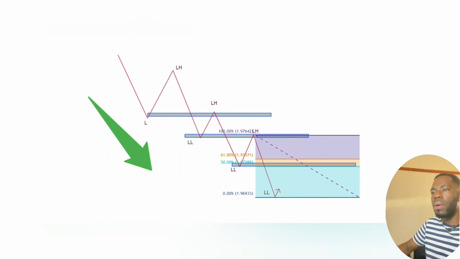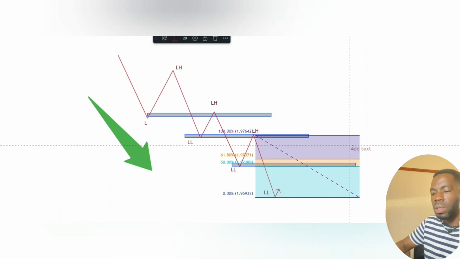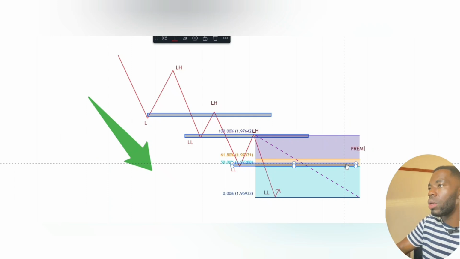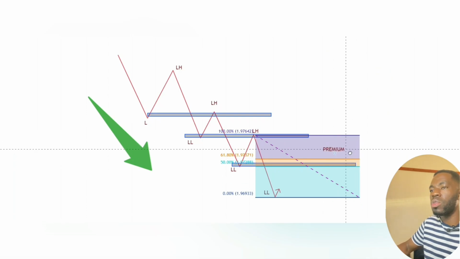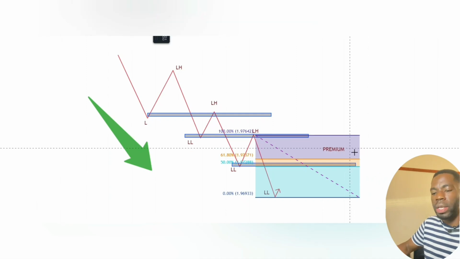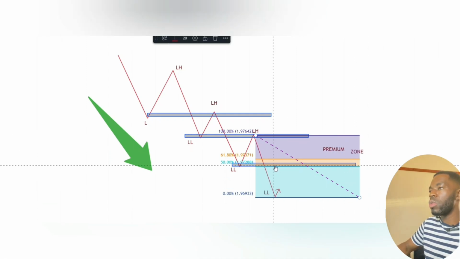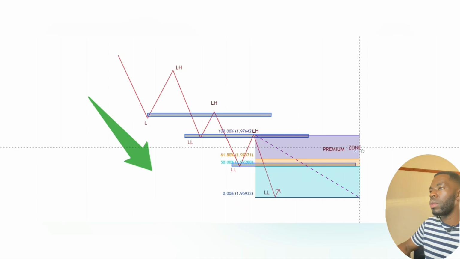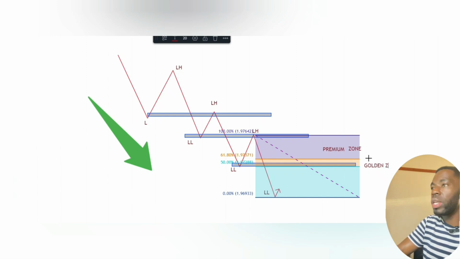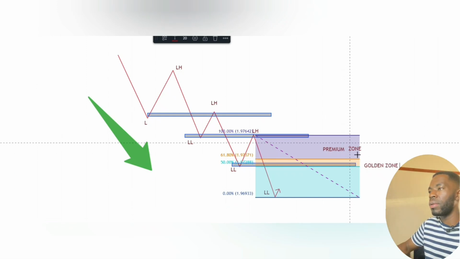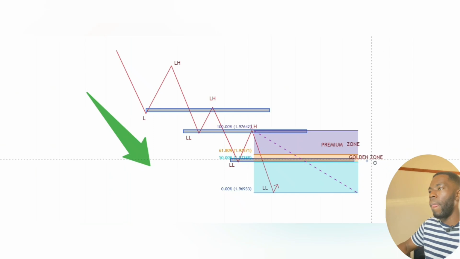This is our premium, where you have the high price. Most traders are looking to sell around here. This is a premium zone, and this is our golden zone, between the 61 and 50 levels, in between here.